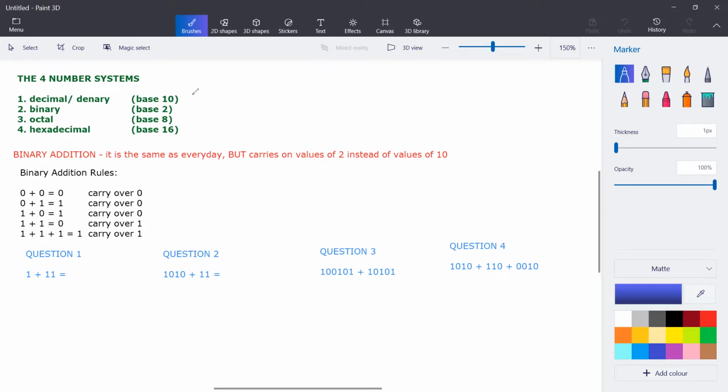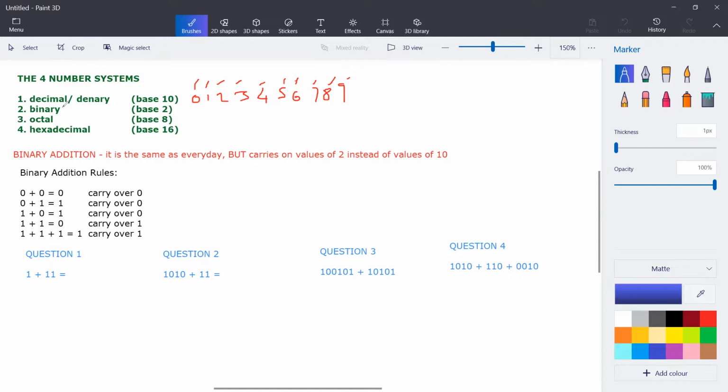So what we mean by base 10 is that it can carry 0, 1, 2, 3, 4, 5, 6, 7, 8, 9. Okay. So if you count all these digits, you'll realize that they are 10. That's what we mean by base 10 number system for decimal.